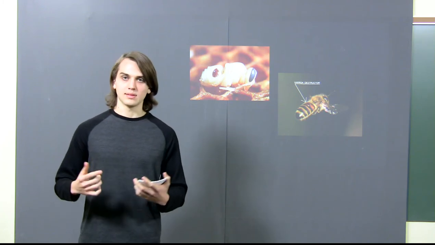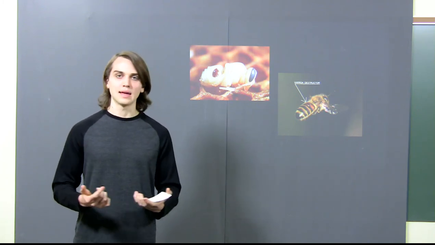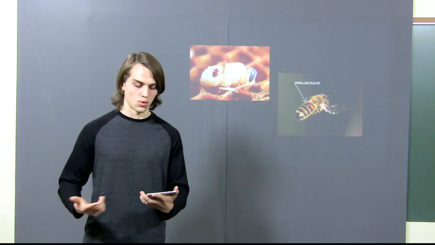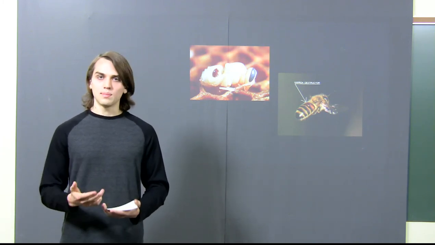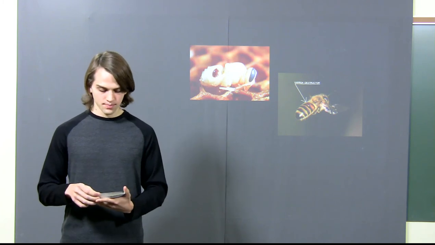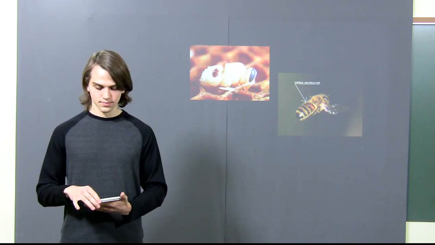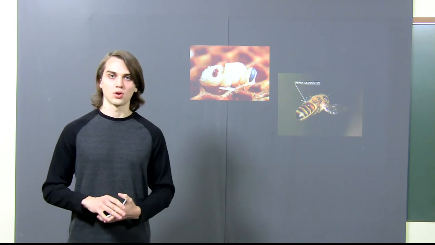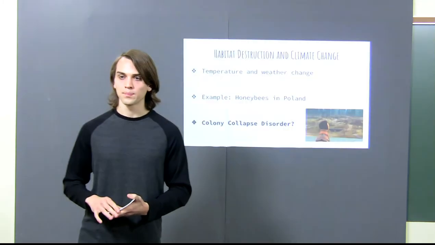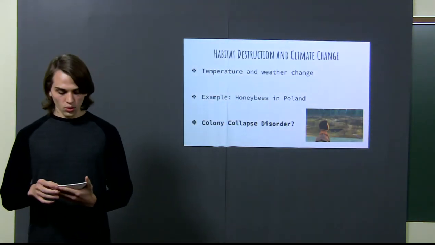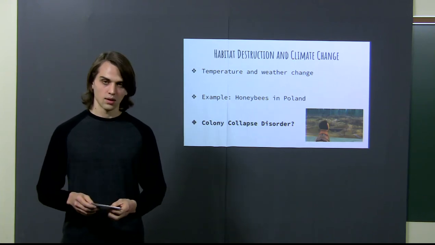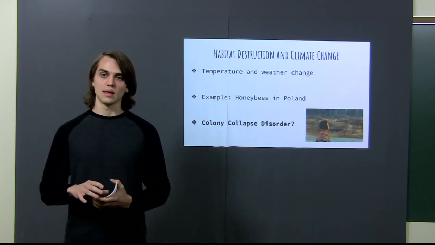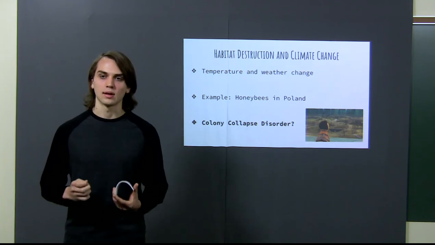And they can only reproduce inside beehives, so they rely on bees for their own survival. They weaken the bees and they can spread disease. And eventually can destroy the entire colony if there's a lot of them. So the third major problem that bees face is habitat destruction and climate change.